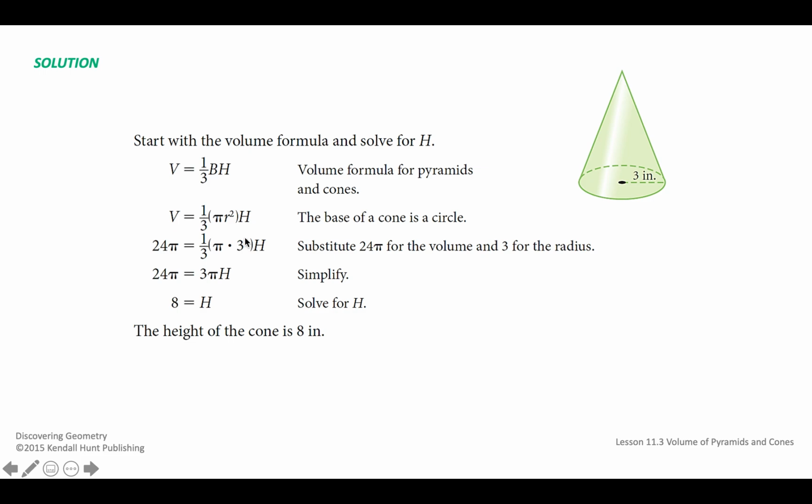3 squared is 9. 9 times 1/3 is 3, so this side simplifies into 3 times pi times h. And then what's useful is, well, this is 24 pi, this is 3 pi. If you divide 24 pi by 3 pi, the pi's cancel or divide to 1, and 24 divided by 3 is 8. So this means the height of our cone is 8 inches.